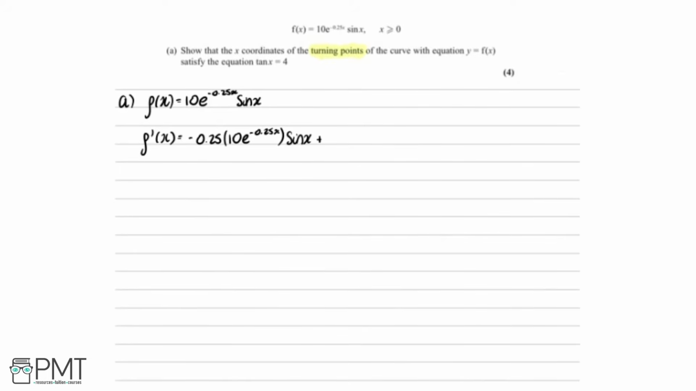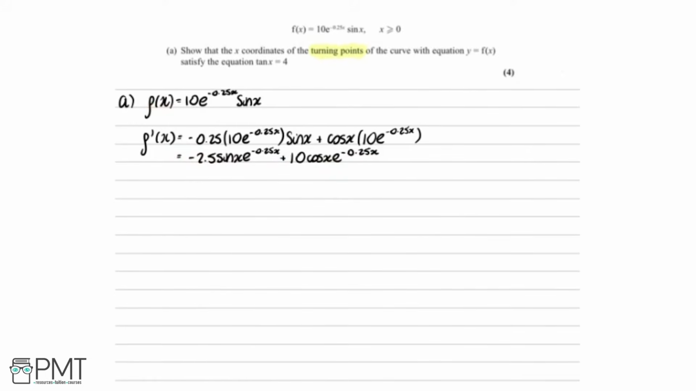And then adding on to that, we now need to do it the other way around. So we differentiate the sine x, so we get cos x, and then we hold or keep the same the other part. So that's just 10 e to the minus 0.25x. Brilliant, so I'm just going to write that out a little bit neater here, multiplying out the brackets. Brilliant, so now we've successfully differentiated f of x.